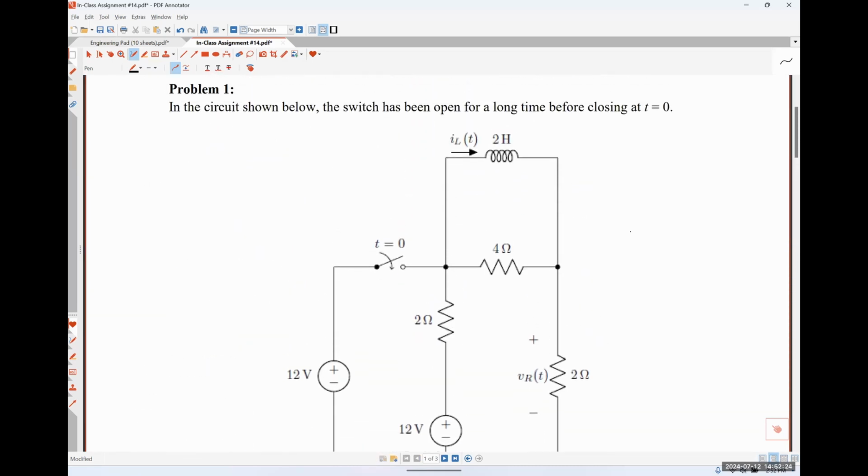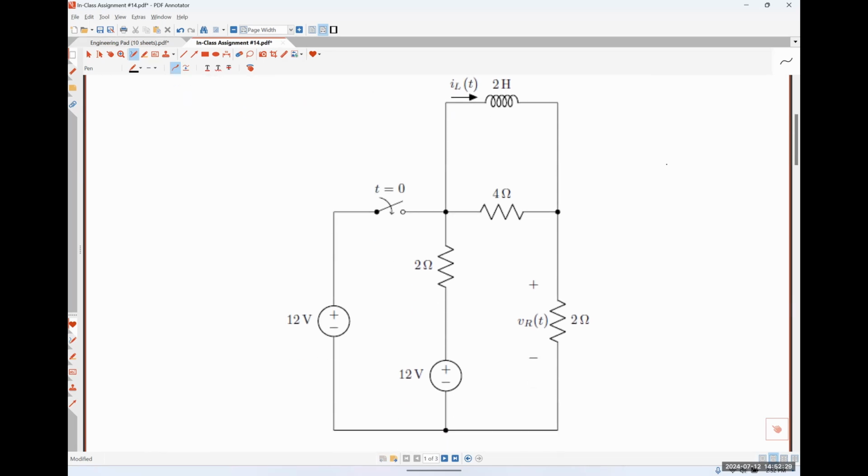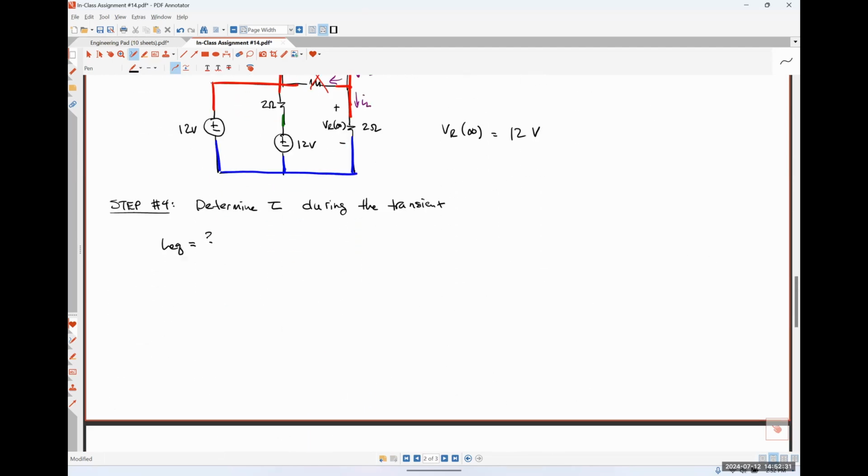What's LEQ? 2 Henrys. 2 Henrys, right? Only one inductor, so nothing particularly difficult about that.